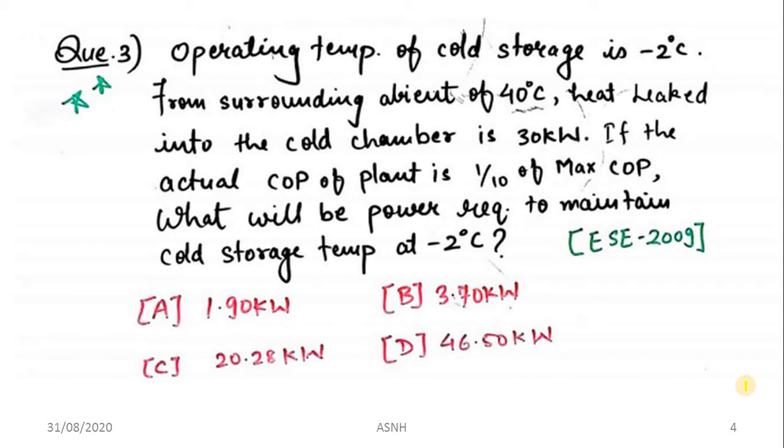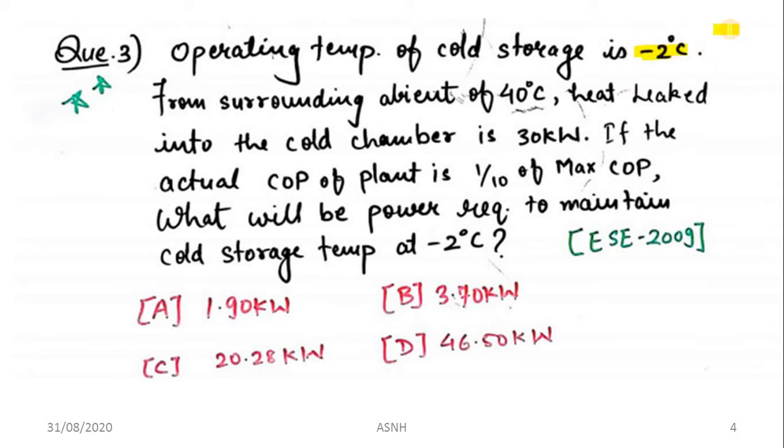Now the third very interesting question: the operating temperature of the cold storage is minus 2 degrees Celsius. That means here T2 is given, that is minus 2 degrees Celsius. I just converted it into Kelvin by adding 273. Also at the same time the surrounding temperature is 40 degrees Celsius. So the value of T1 is given here. I just convert it again into Kelvin by adding 273. So this particular value of T2 here, this is T2.